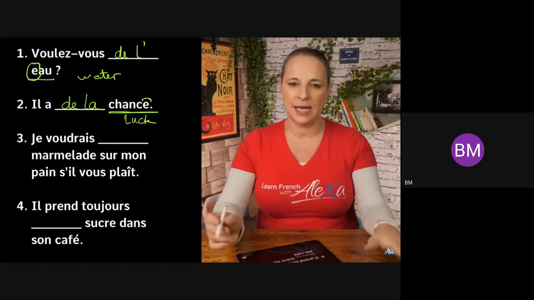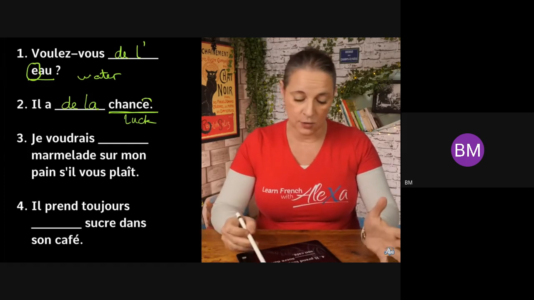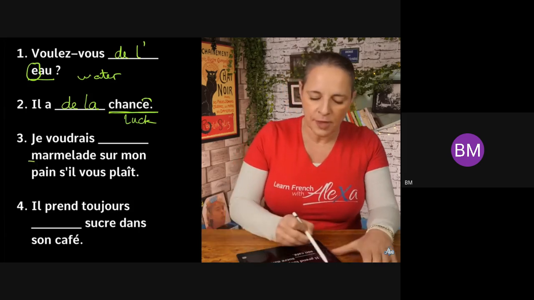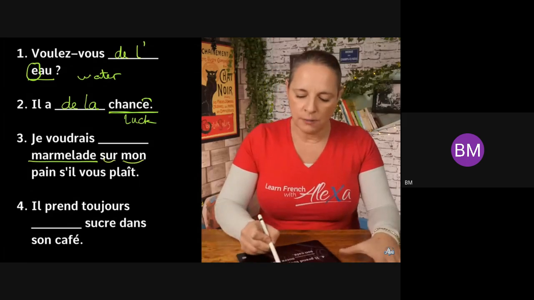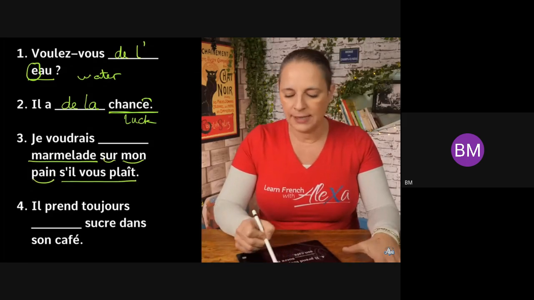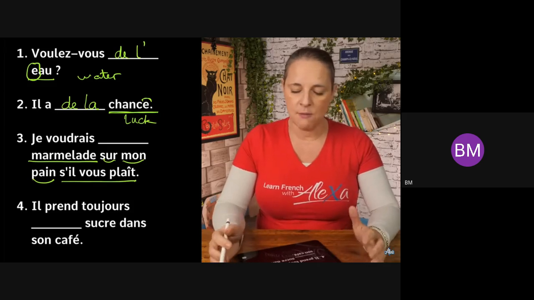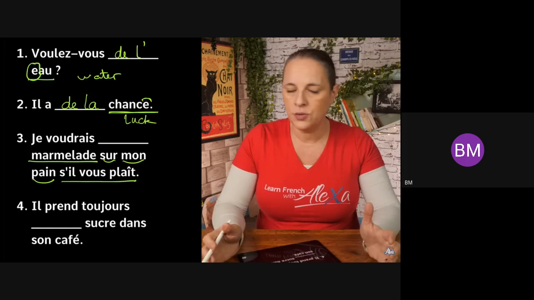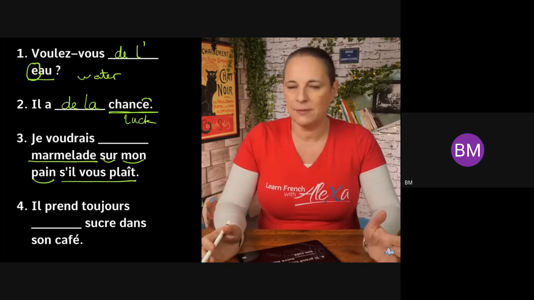Let's have a look at my next example. Je voudrais, and then partitive article, marmelade sur mon pain, s'il vous plaît. Marmalade, okay, that's some jam, on my bread, please. Okay? So, je voudrais. Now, I would like some marmalade on my bread. How do you say some here? Du marmelade? De la marmelade? De l'marmelade? Des marmelades?